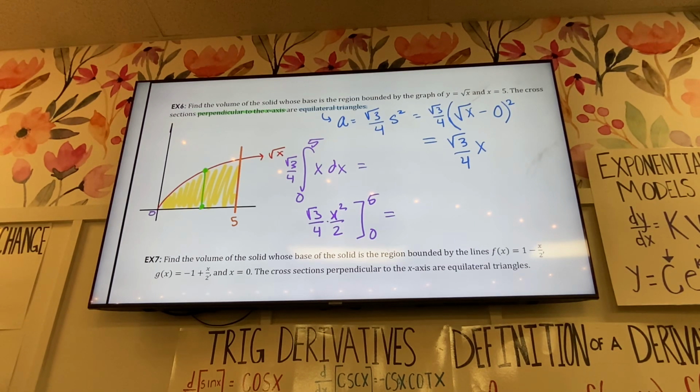From 0 to 5, which one do you plug in first? 5, 25. And then I've got square root of 3 on top, and then 4 times 2, which is 8. And then when you plug in 0, what do you get? Just 0, so this would be your answer.